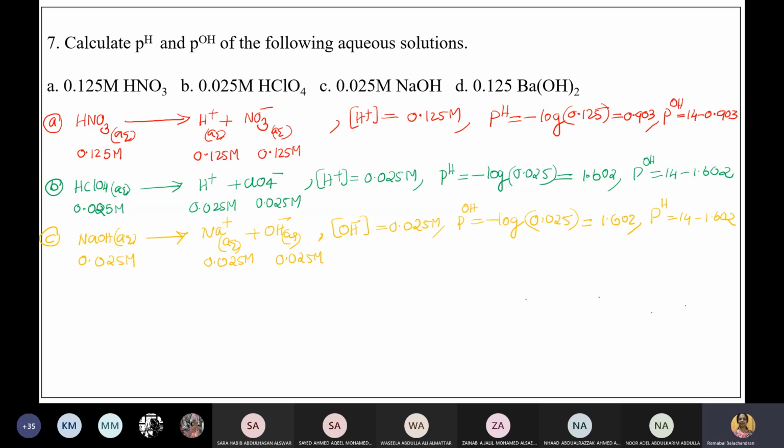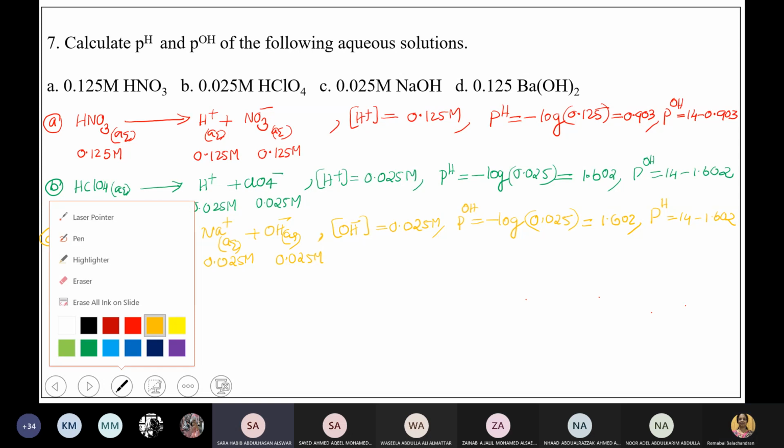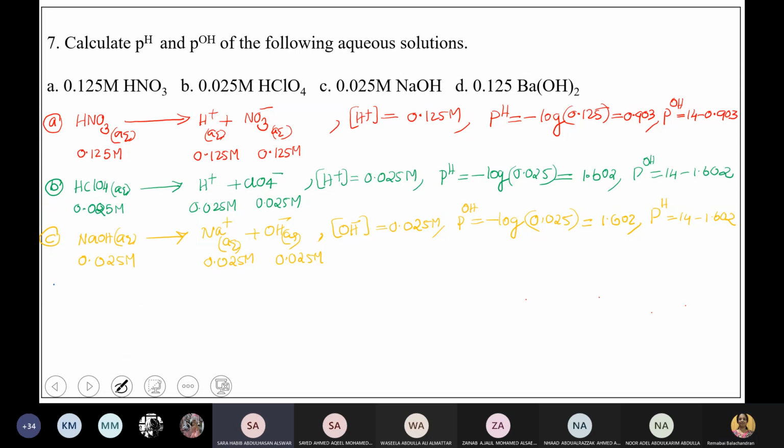Now next one, tell me please. Ba(OH)2 is a strong base. Yes, Ba(OH)2 is a strong base. Okay, how do I write the equation? Tell me. Ba(OH)2 gives Ba2+ plus how many OH minus are there? 2 OH minus. Correct? There are 2 OH minus.